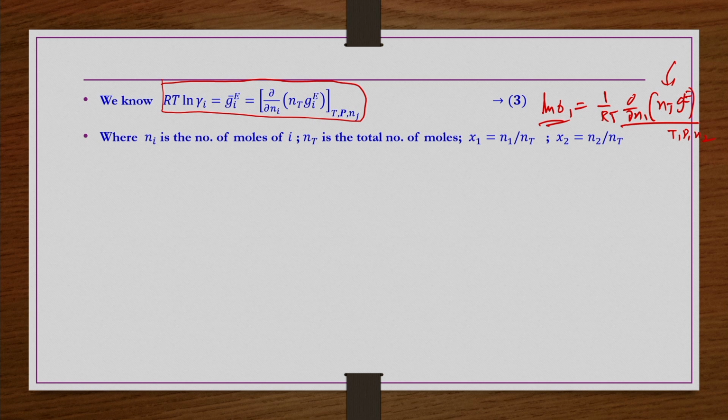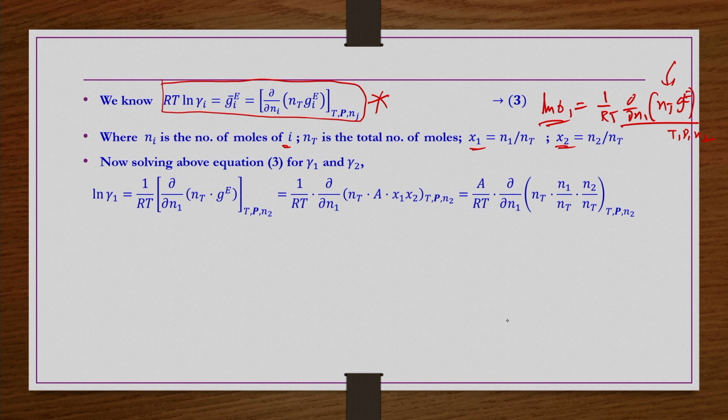Here Ni is the number of moles of component i, Nt is the total number of moles of that particular mixture, x1 is N1 by Nt and x2 is N2 by Nt. Now this equation number 3 we are going to solve for gamma 1 and gamma 2. So, gamma 1 is equal to 1 by RT dou by dou N1 of Nt GE at constant T, P, N2.